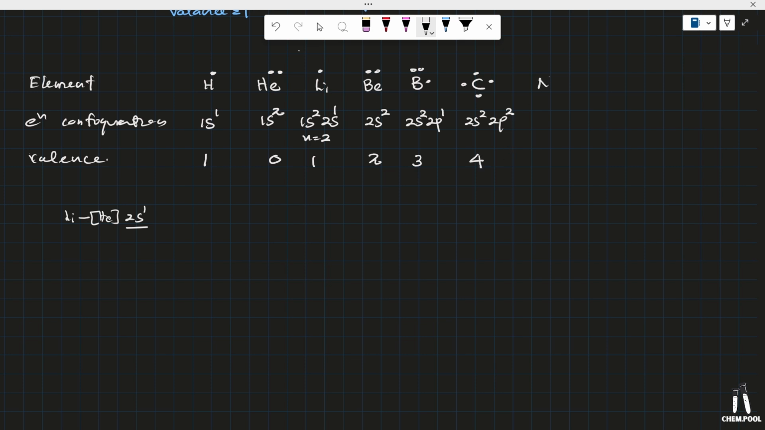Then for nitrogen 2s2, 2p3. It needs another 3 electrons to obtain 8 electrons, therefore it gives 3 electrons. When it provides 3 electrons to bond, the other element also provides 3 electrons, therefore it can get the octet. Then what about the valence here? 3, valence is 3.